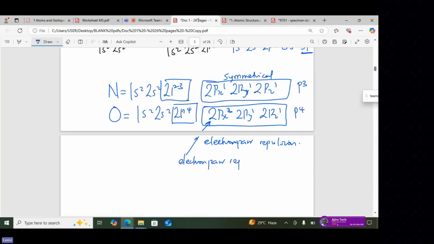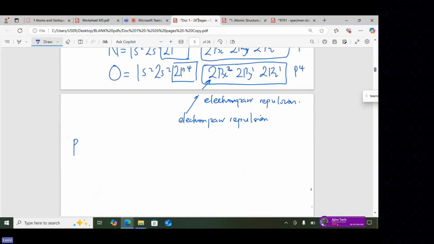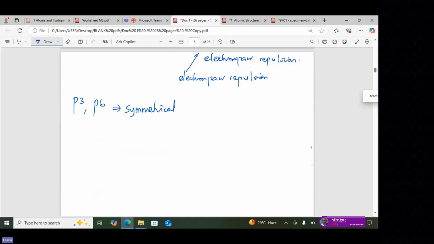So it will be easier to move an electron from P4 than from P3. In P3, they are all one. In P4, one of them is 2, so they can easily lose an electron, compared with losing one from P3. Is that okay? Which of the P elements is symmetrical? We say P3 and P6. They are symmetrical. Do you remember this? What about P6? Very stable.